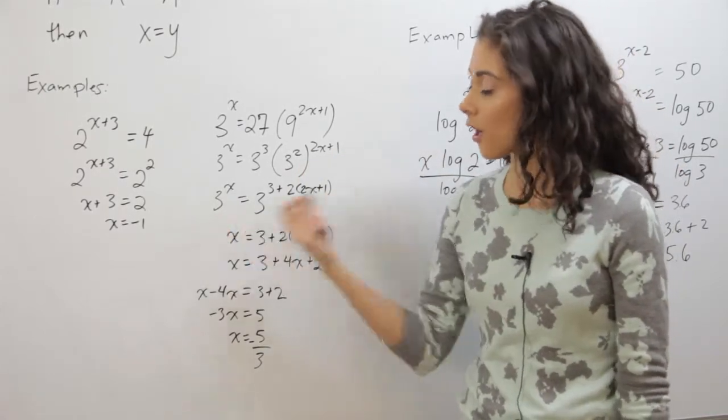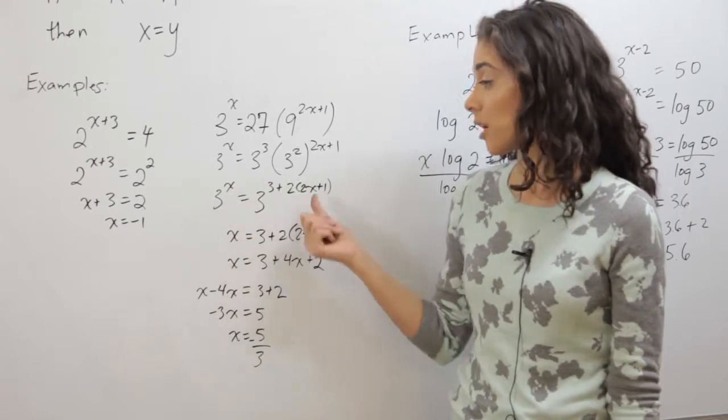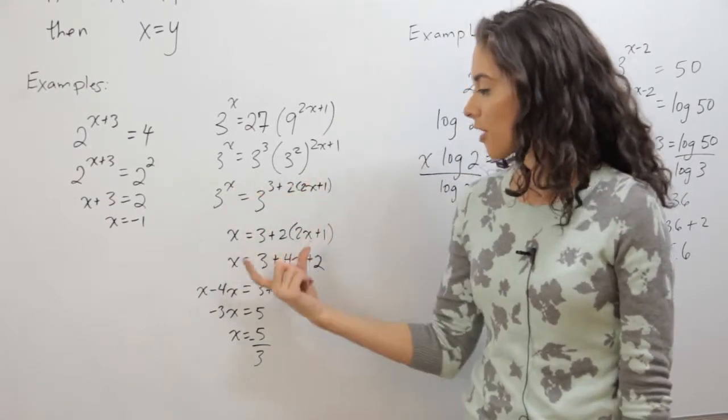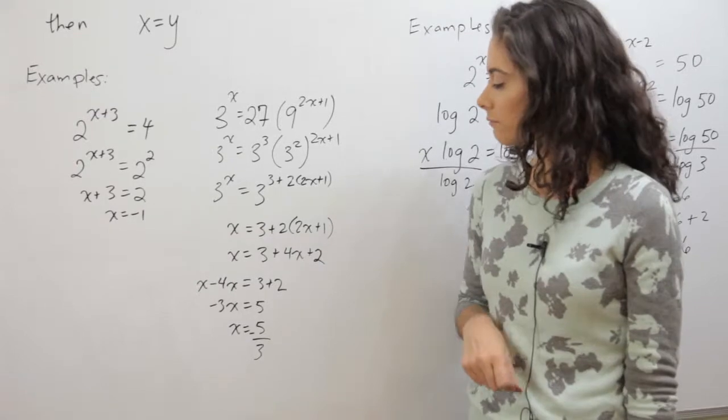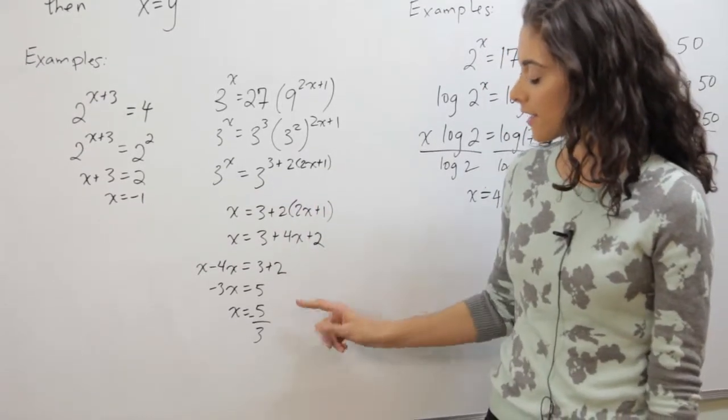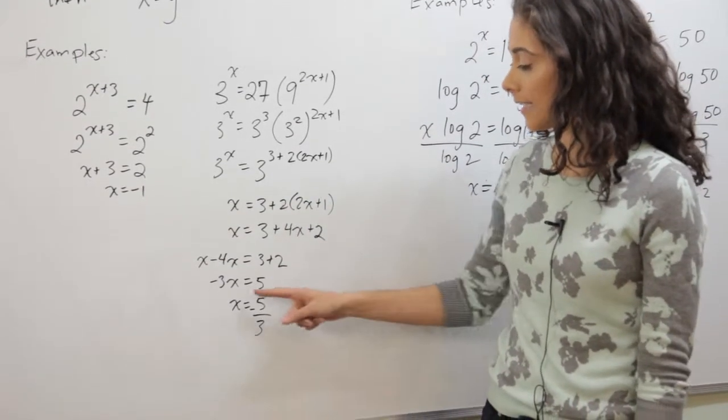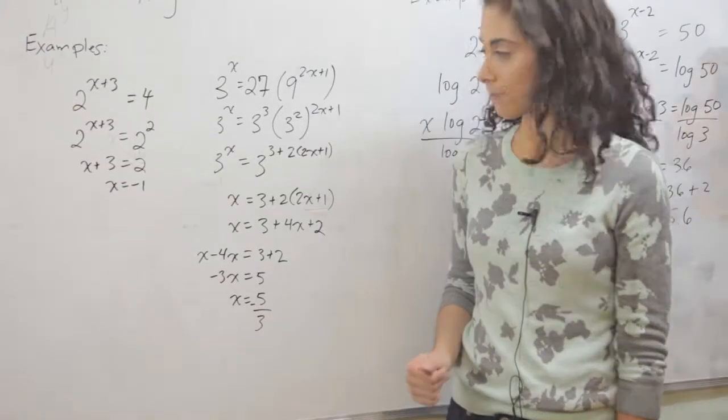Just as before, common base, one single exponent, a big one. We can set these equal to each other, and now it's a linear equation. Distributing and isolating for x, we result in x equals -5/3.